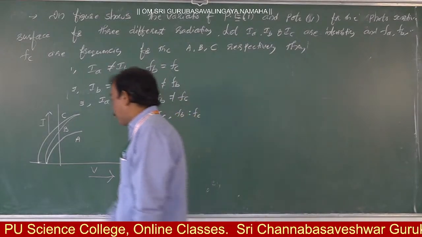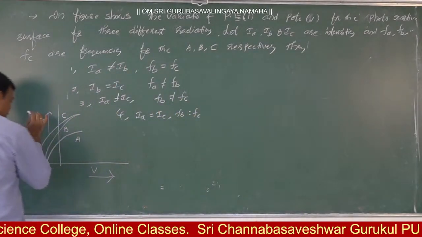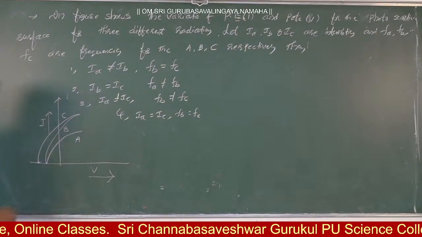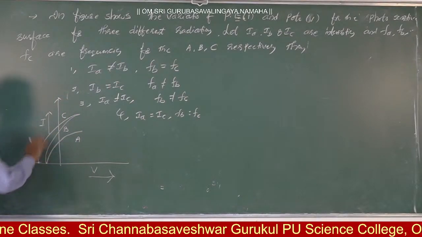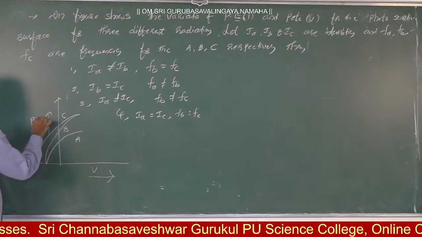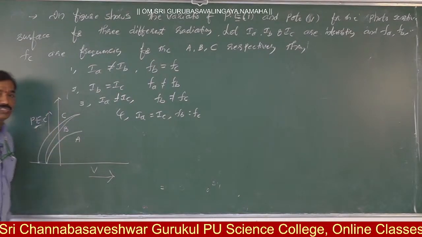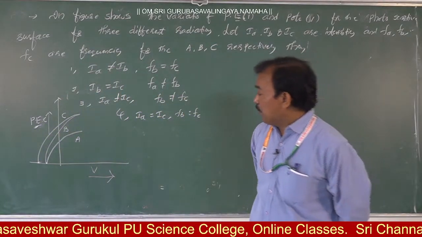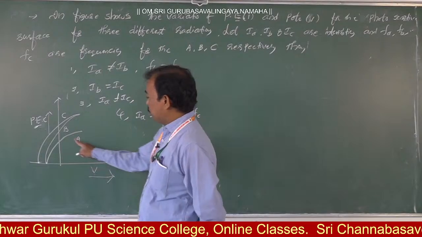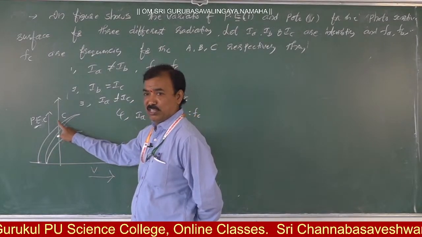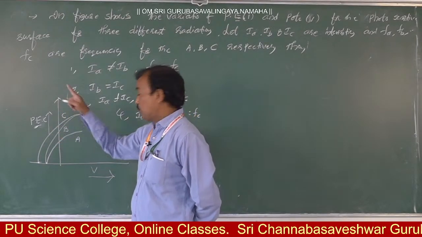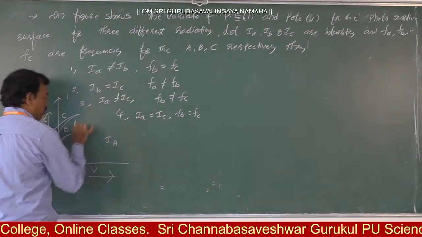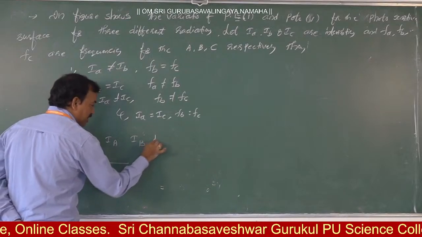The photoelectric current I is on the y-axis and the anode potential is on the x-axis. Here three light radiations are given: one is A, second is B, third is C. Whatever this one is, this is the intensity of A, this one is the intensity of B, and the next one is the intensity of C.